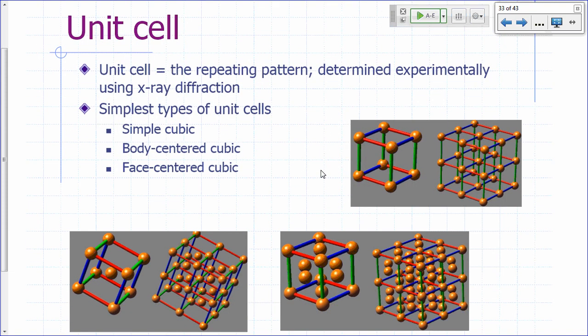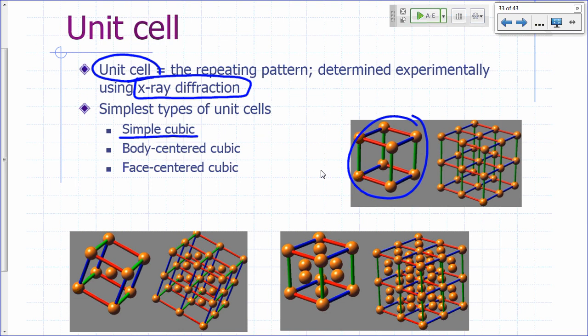All right. So the basic repeating pattern in a crystalline solid is what we would call a unit cell. And you can determine how these particles are arranged in your crystal. You can determine what the unit cell is experimentally using a technique known as X-ray diffraction. Today we're going to talk about the simplest type of unit cells, where they are arranged in cubes. The repeating pattern is cubic. So a simple cubic unit cell is one that looks like this. That's a unit cell.